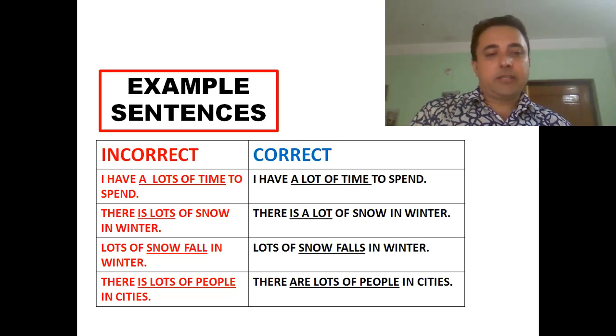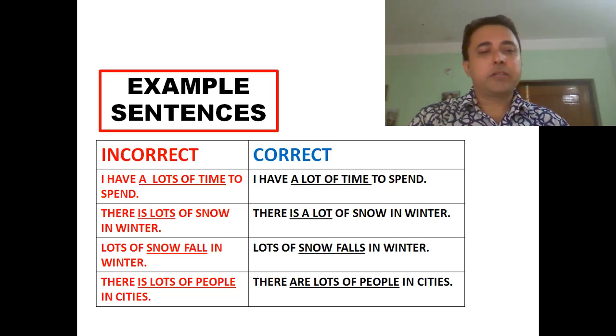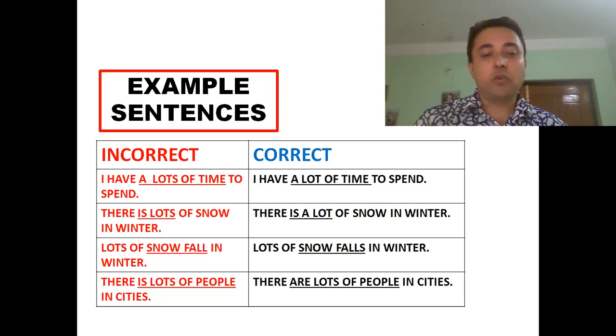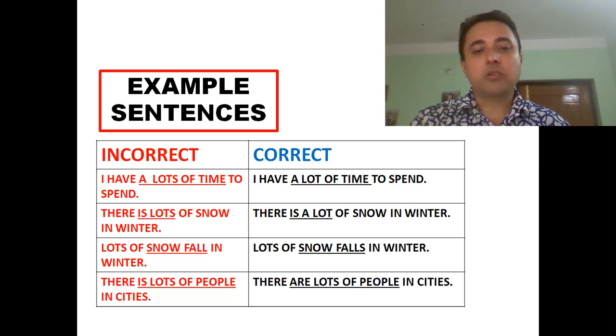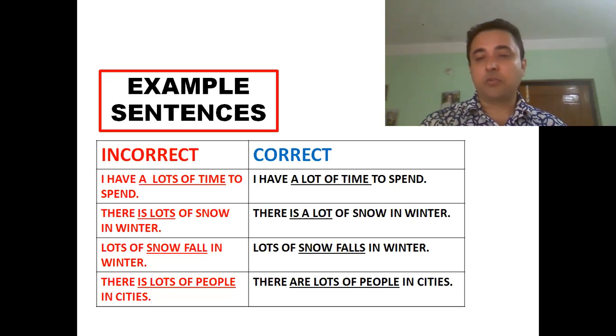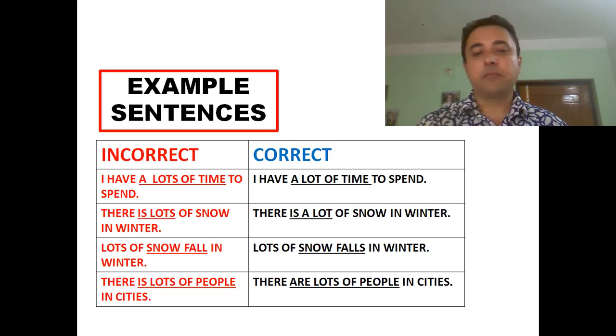Lots of snow, yeah, that's okay so far. But you can write lots of snow falls in winter because snow is uncountable and singular. So lots of snow falls. Now snow is followed by a singular verb. Remember the difference. Be a little bit careful there.